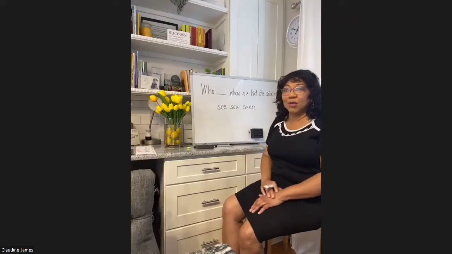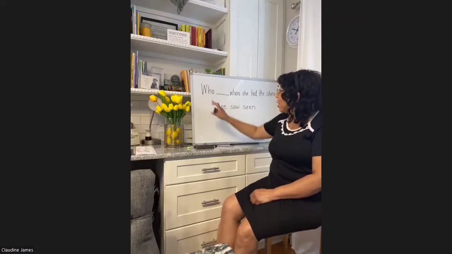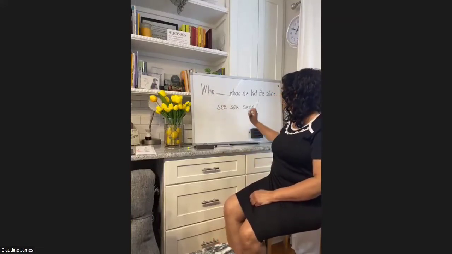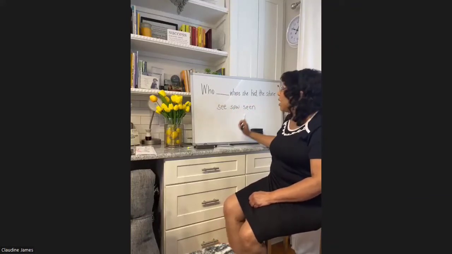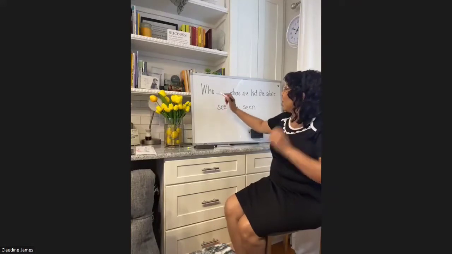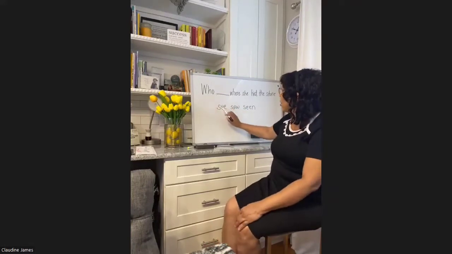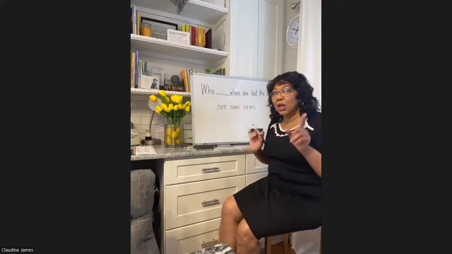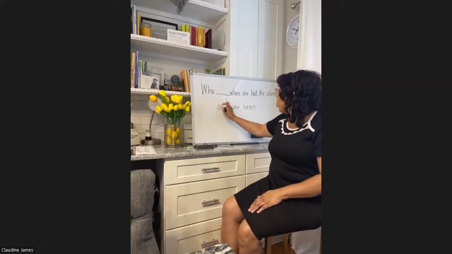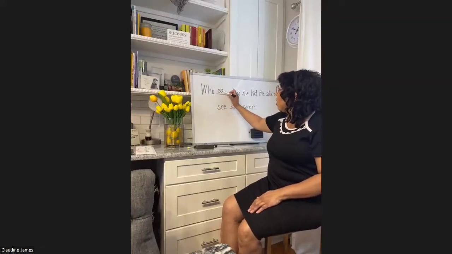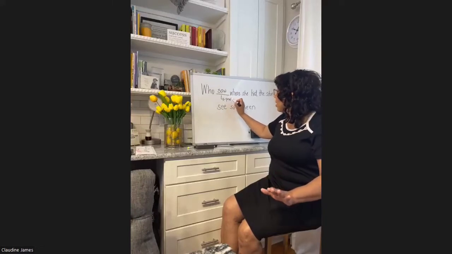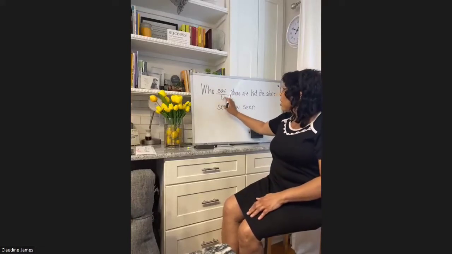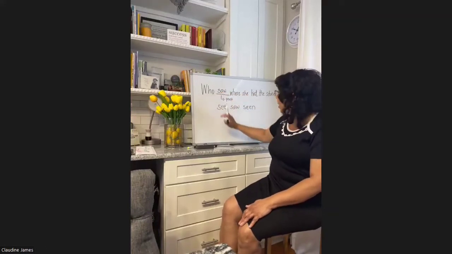See, saw, seen. That's the one that Americans mix up the most. Is it who see where she hid the stone, who saw where she hid the stone, or who seen where she hid the stone? Can you say who seen where she hid the stone? No. Can you say who saw? Who saw, and then that makes it a past tense verb. Who saw where she hid the stone is past tense.